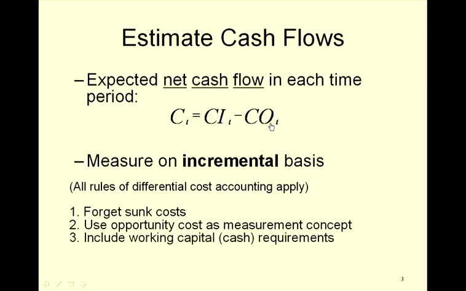Rule 3 is to include working capital or cash and other current asset requirements of the new business opportunity. So if the new business opportunity requires that we add cash or accounts receivable or inventory to our balance sheet, that is an incremental cost that we need to reflect in our cash outflow analysis.